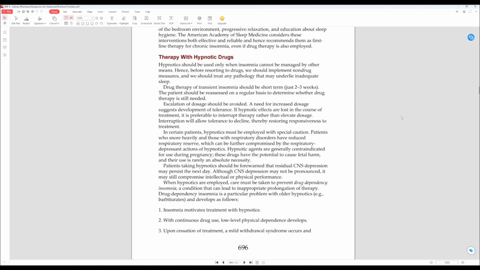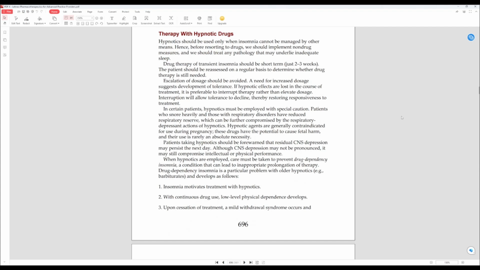So, therapy with hypnotic drugs. Hypnotics should be used only when insomnia cannot be managed by other means. Therefore, before resorting to drugs, we should implement non-drug measures, and we should treat any pathology that may underlie inadequate sleep. Drug therapy of transient insomnia should be short-term, just 2 to 3 weeks. The patient should be reassessed on a regular basis to determine whether drug therapy is still needed. Escalation of dosage should be avoided.